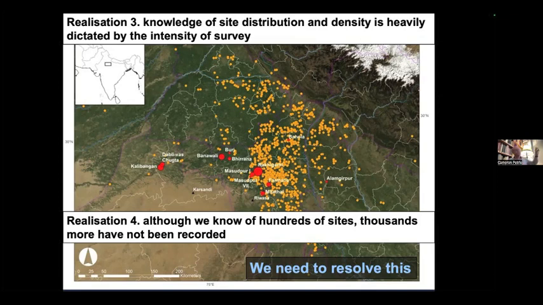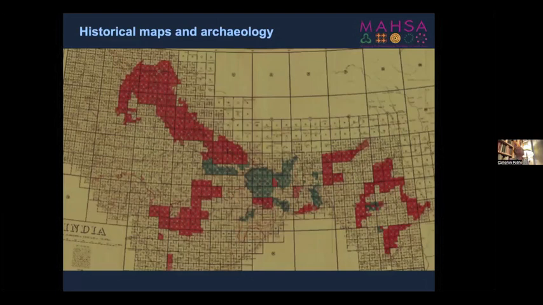So the information that we have is patchy, and it's dictated by where people have looked rather than where things are. So we really know for sure that there are hundreds, if not thousands, of sites that are not recorded. And our aim at the moment is to resolve that problem. So we look at historical maps, and I mentioned briefly these Survey of India maps.